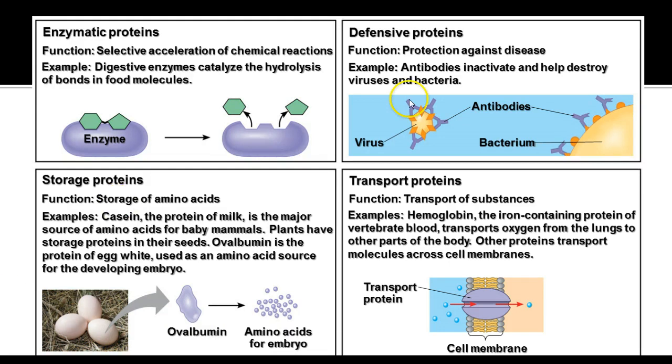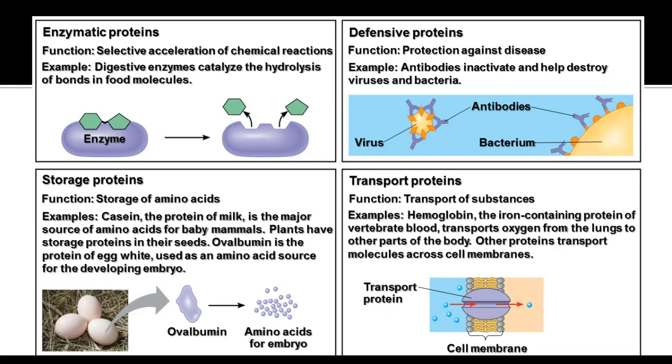the egg. Defensive proteins like antibodies, these Y-shaped molecules here in purple, protect you against disease by inactivating and destroying viruses and bacteria. We'll talk more about how those function when we talk about immune systems later on. Transport proteins like hemoglobin and transport proteins through cell membranes like this one right here for facilitated diffusion allow for the movement of molecules from one place to another.